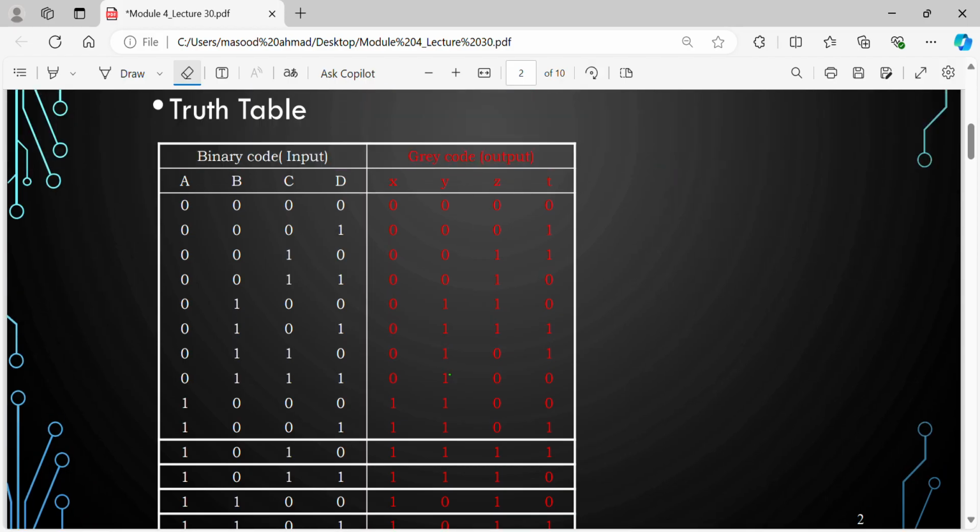If you look at the truth table, what we have here is the inputs A, B, C, D, and X, Y, Z, T are outputs. So X, which is an output, is a function of A, B, C, D. Y is a function of A, B, C, D. Z is a function of the same thing, A, B, C, D. Similarly for T.